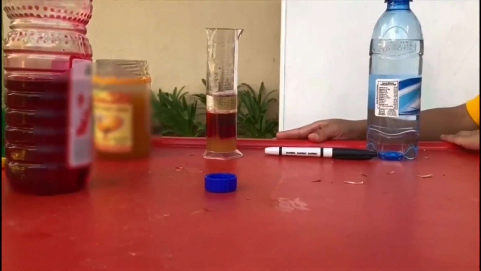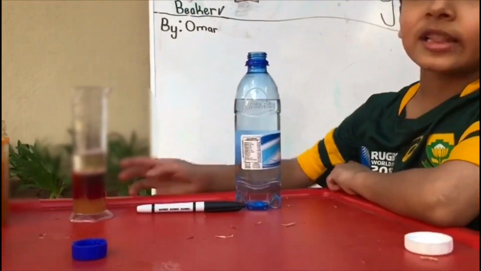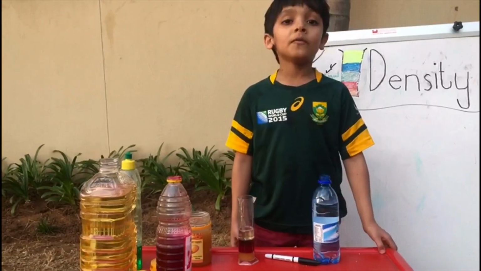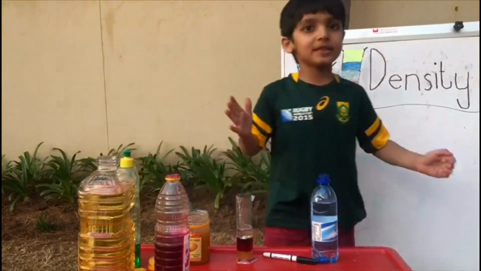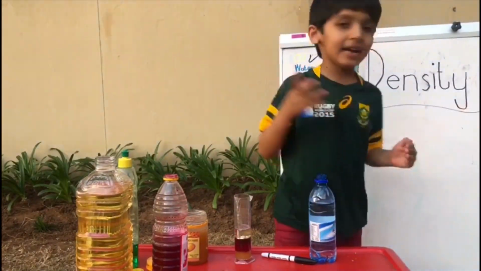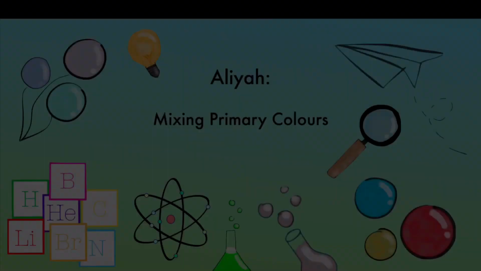Density means, like, honey is the thickest. So density is mass over volume. Volume is how much space it takes up. Mass is how much the weight is.